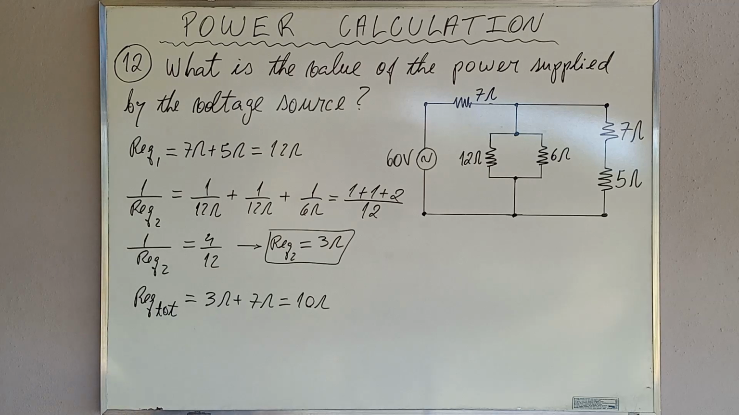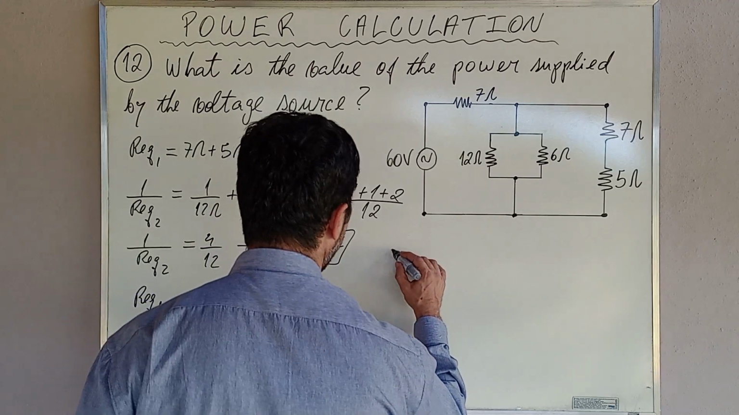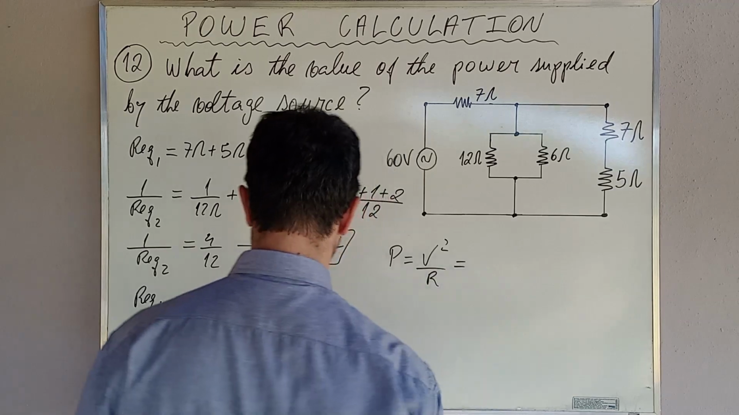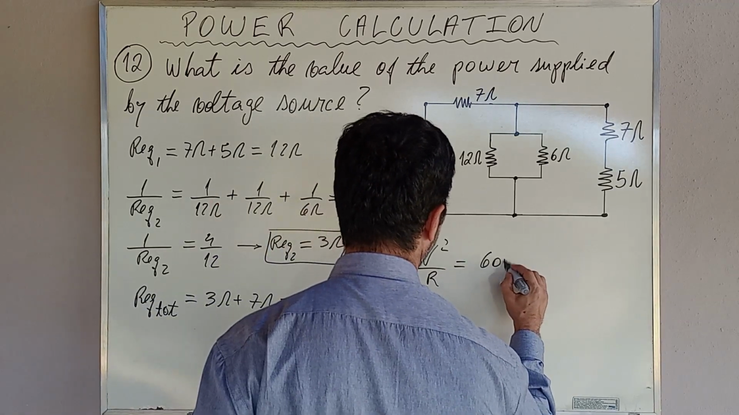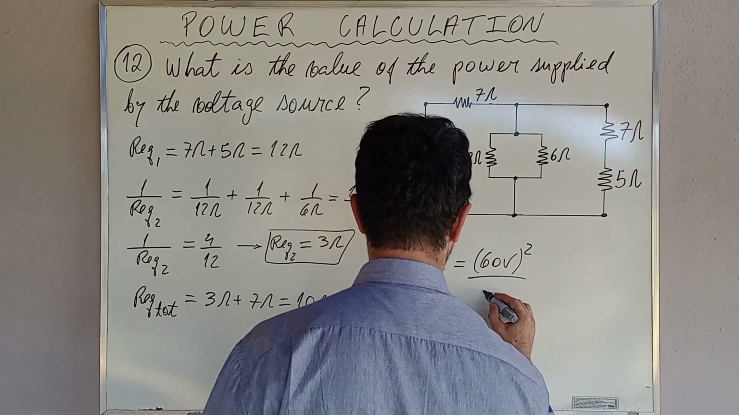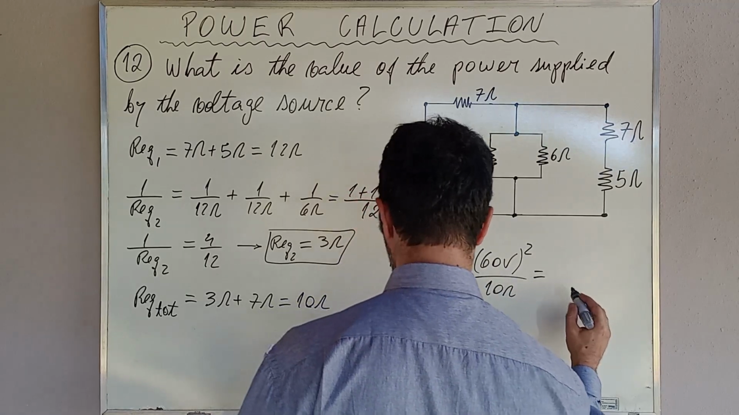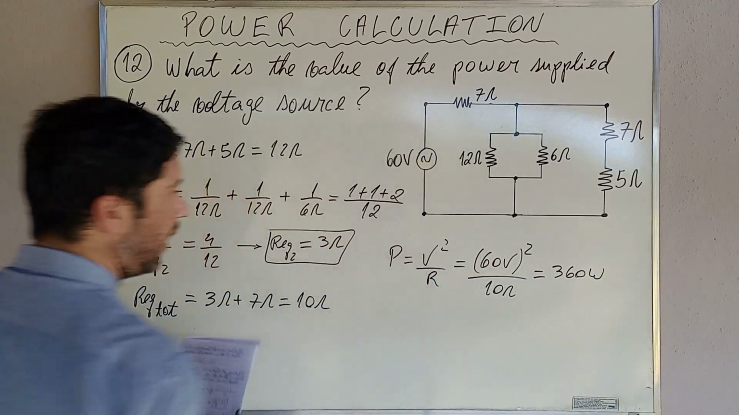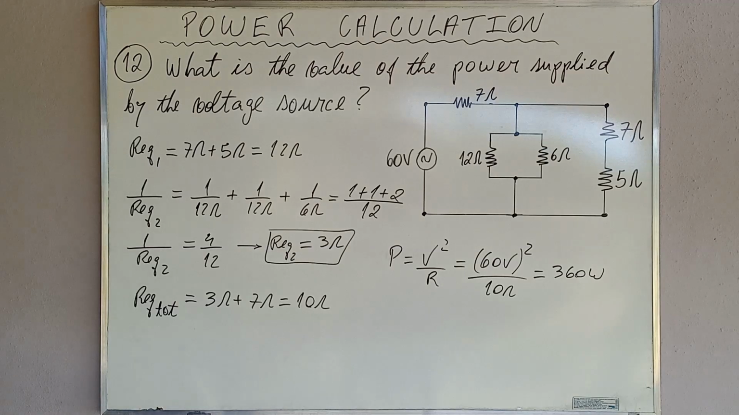The total power supplied by the source is equal to the power consumed by the equivalent resistance. We use this expression, P is equal to V squared divided by R, which is 60 volts squared divided by 10 ohms, and this is equal to 360 watts. And this is what the exercise requested from us.